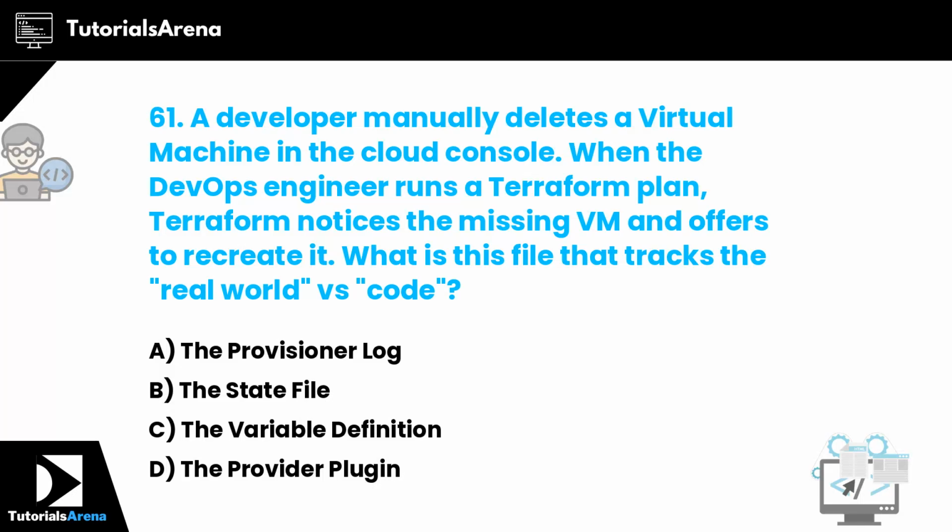61. A developer manually deletes a virtual machine in the cloud console. When the DevOps engineer runs a Terraform plan, Terraform notices the missing VM and offers to recreate it. What is this file that tracks the real world versus code? Answer is B, the state file.